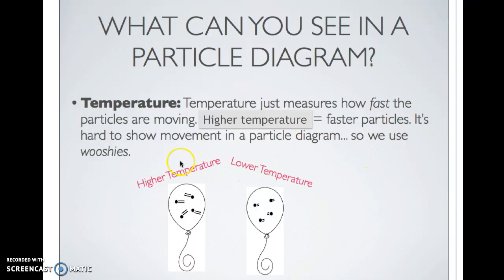So what we can use is these whooshies, whoosh, whoosh, whoosh, which are just the lines behind, and the longer the line is, it's indicating that it's moving faster, therefore having a higher temperature. If you look at the diagram on the left, they have longer whooshies, so they're moving faster, and that means they have a higher temperature, as compared to the one on the right, which is moving slower because they have shorter whooshies. So if they're moving slower, it's a lower temperature, slower, lower.